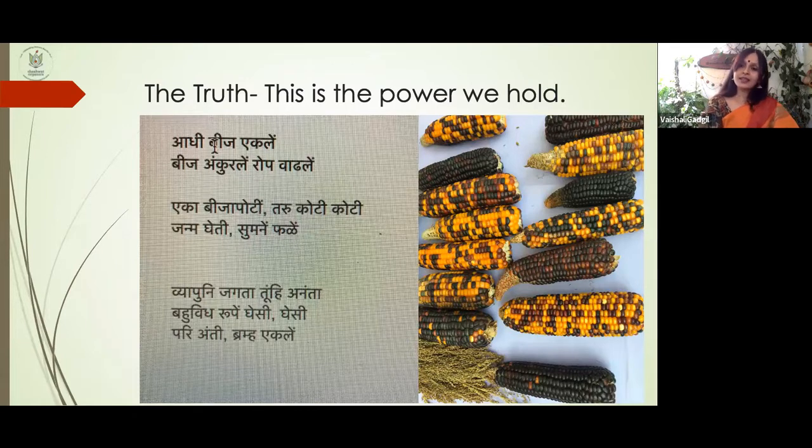It sprouts and then the tree grows, just like the banyan tree that Dr. Vipul Parekh, Patel showed us. Sorry for that. Eka bija poti, taru koti koti, janma gheti, sumane phale. So one seed gives birth to thousands and lakhs of seeds and flowers and fruit. Vyapuni jagata tu hi ananta, bahuvidha rupe ghesi, pari anti Brahma ekale, and that's the eternal truth, and it actually overwhelms us. It is Brahma. So every seed has that much power. That's the power every seed holds.